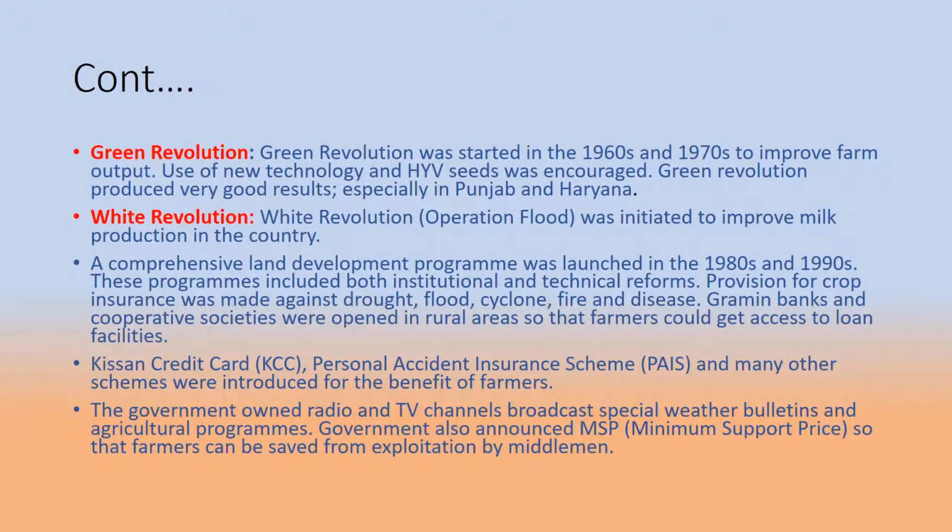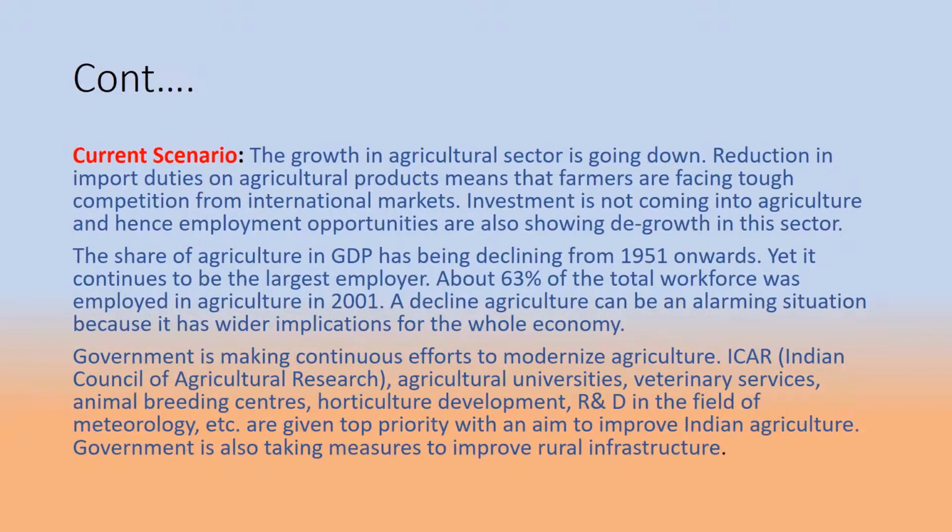Kisan Credit Card, KCC, Personal Accident Insurance Scheme, PAIS, and many other schemes were introduced for the benefit of farmers. The government-owned radio and TV channels broadcast special weather bulletins and agricultural programs. Government also announced MSP, minimum support price, so that farmers can be saved from exploitation by middlemen.